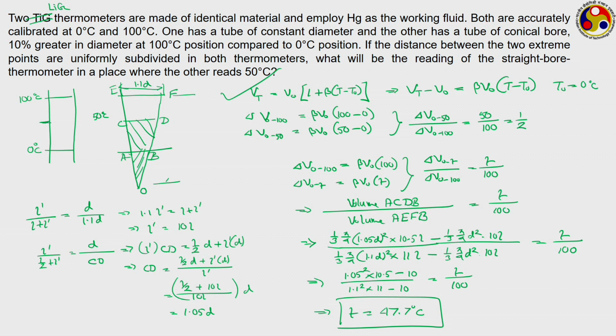So, that is the way we can make use of the concept of volumetric expansion of either solid in case of bimetallic strips or liquid in case of liquid in glass thermometer to get quite easy measurement of temperature.